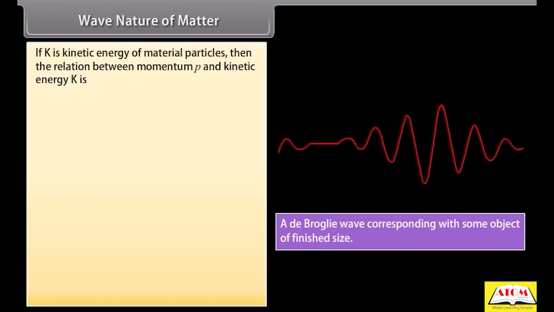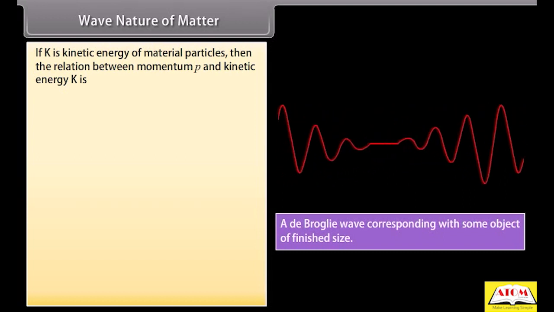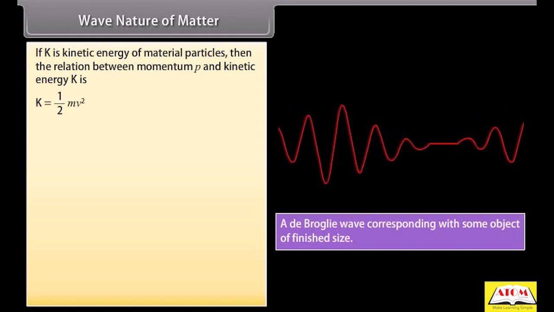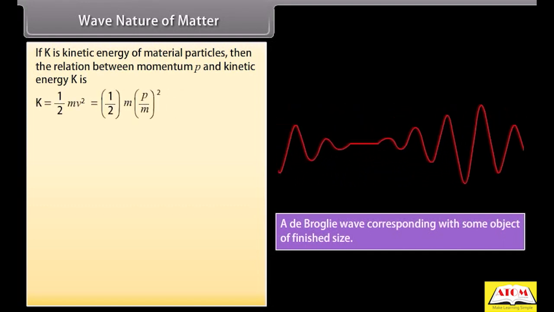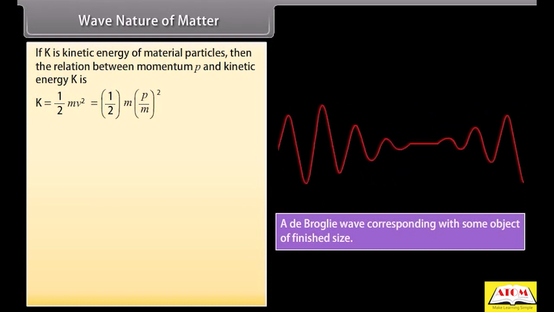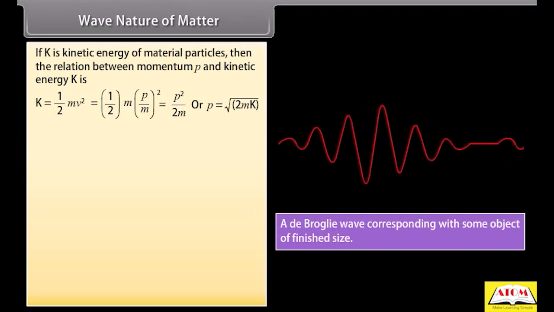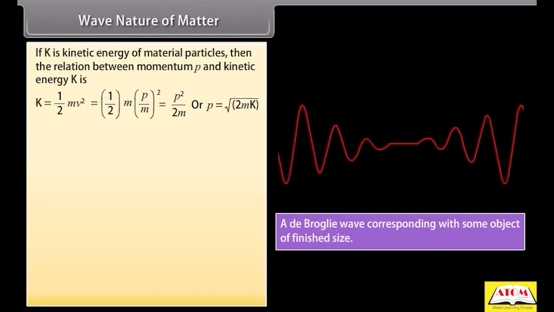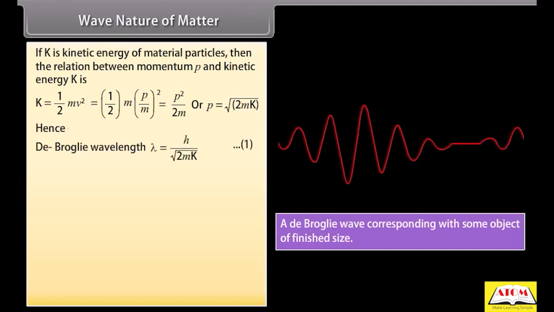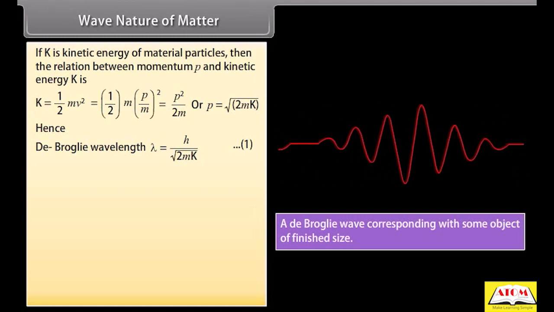If K is the kinetic energy of material particles, then the relation between momentum p and kinetic energy K is K = 1/2 mv^2 = 1/2 m (p/m)^2 = p^2/2m, or p = sqrt(2mK). Hence, the de Broglie wavelength lambda = h/sqrt(2mK). Name it as equation 1.